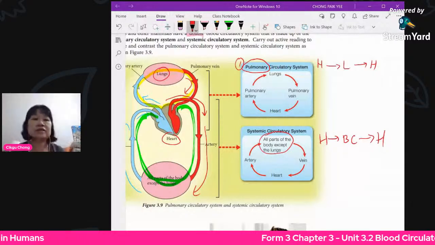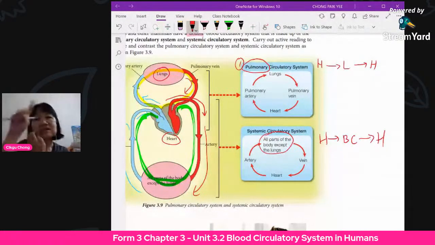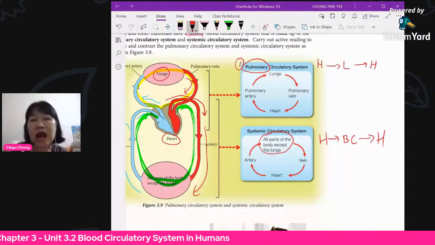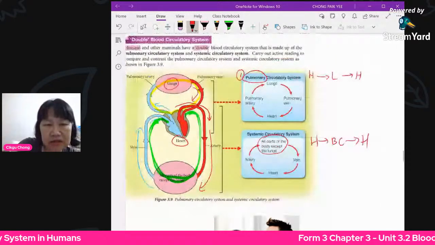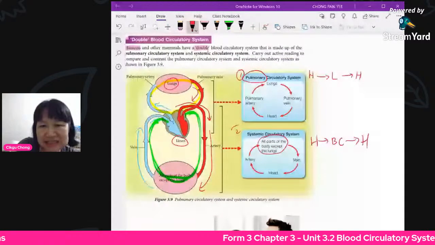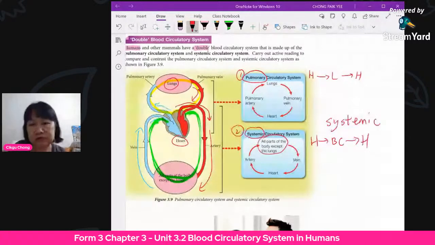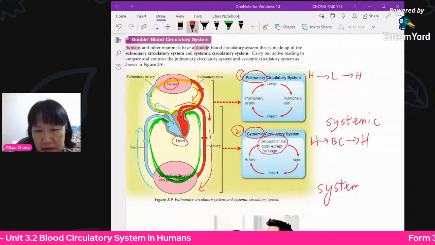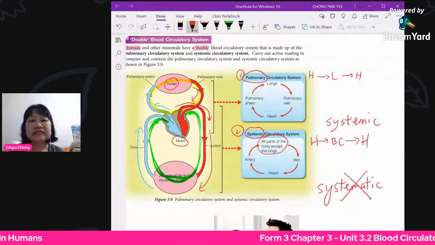So that's why you can see there are two mini circles, one circle up there, then another circle up there. That's why we call it double. So the second one is called systemic. Now, do you see this word? Systemic. Not systematic. A lot of students will pronounce it wrongly, as systematic, which is wrong.